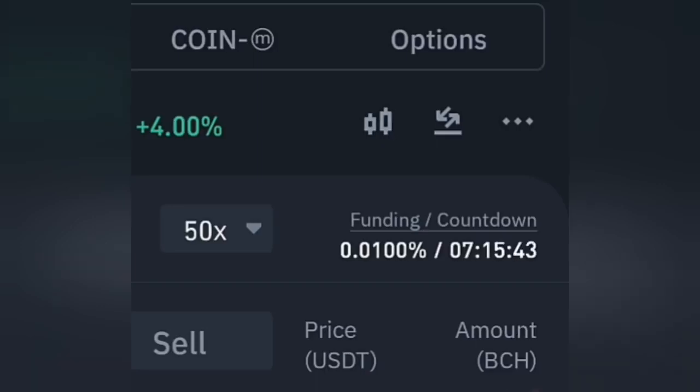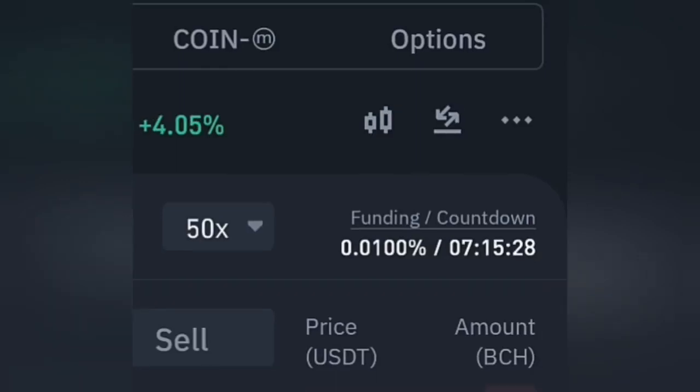Also, when the funding rate is negative and you are in a long position, that means you will be benefiting from fees. That means Binance will be paying you small amount of money. But when it is negative and you are in a short position, that means you would be giving out fees. Understand? You'll be giving out fees.